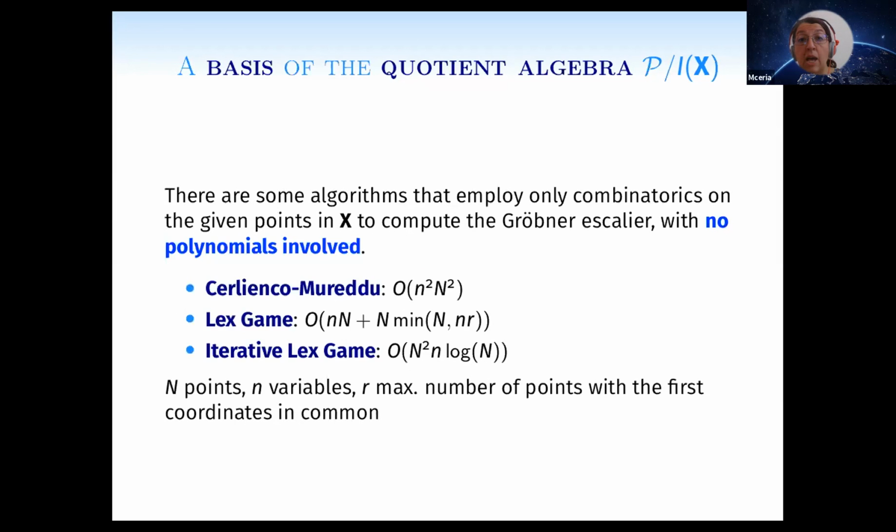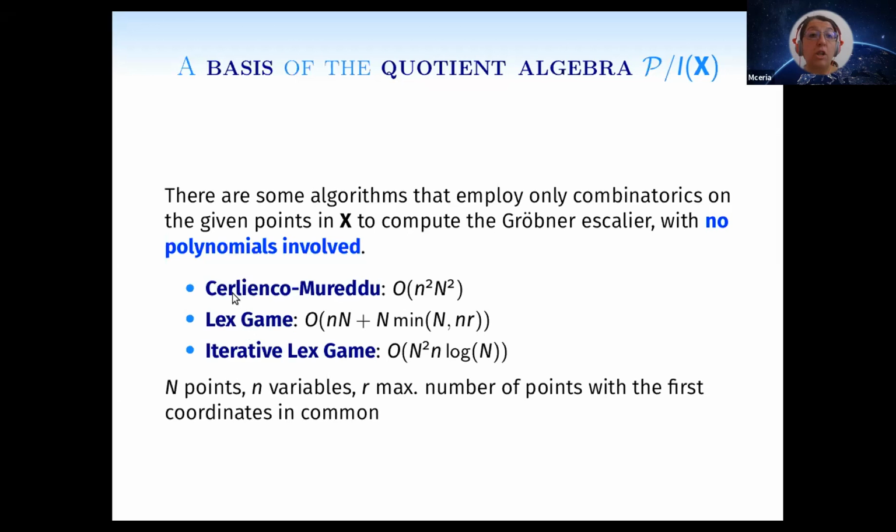But this is possible. There are some combinatorial algorithms that take the point and go directly to the basis of the quotient algebra. There is a bijection between this set of points and the monomials that you find in the basis of the quotient algebra, so the Gröbner escalier, and you can find this correspondence directly without passing through any polynomial. I don't have to compute any polynomial, no polynomials at all.